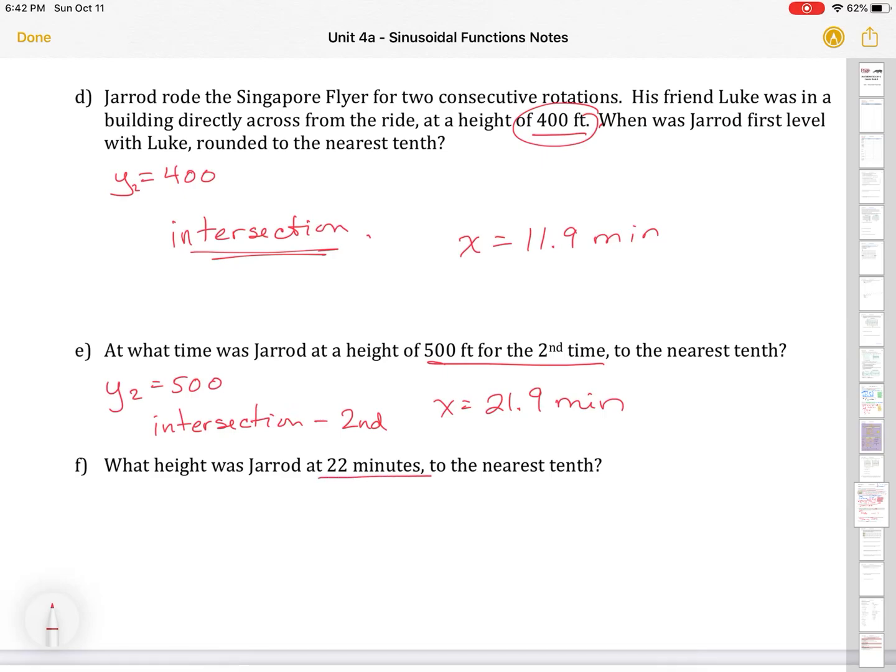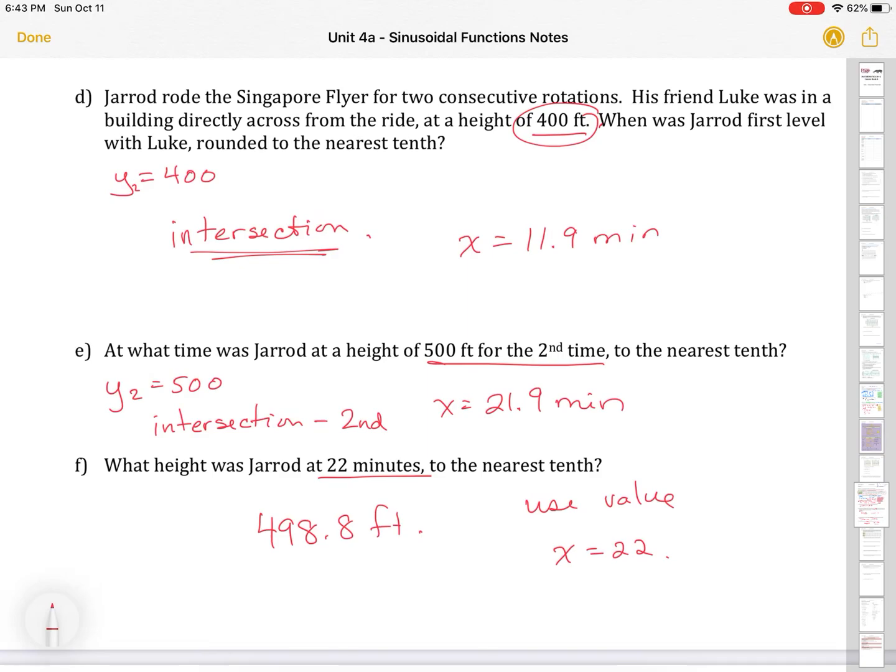At what height was Jared at 22 minutes to the nearest tenth? Well, he wasn't still at 500 feet. He was at 498.8 feet. And what I did is I used value, and I put in x equals 22, and that gave me my answer of 498 feet. So second function, trace, one value, and you put in 22.